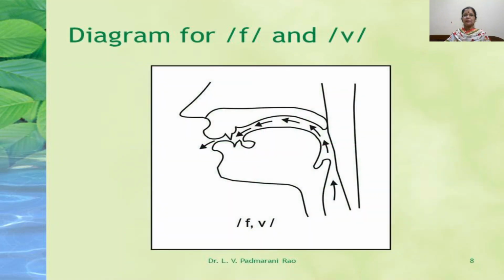The diagrammatic representation of F and V could be shown in that way. As you could find, the soft palate is raised to shut off the nasal passage of air. And so the air coming out from the lungs has to pass through the mouth. And in the mouth also, you could find a small narrow gap that is left between the lower lip and the upper teeth. Hence, it is labio and dental.